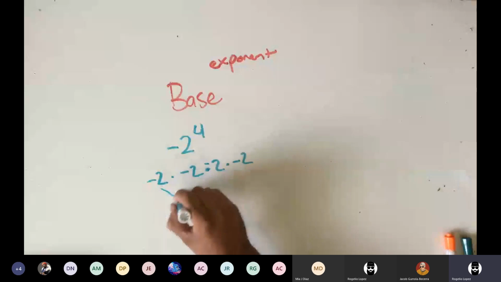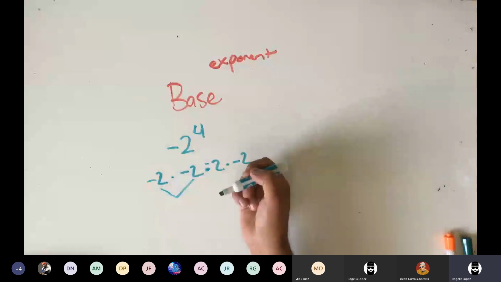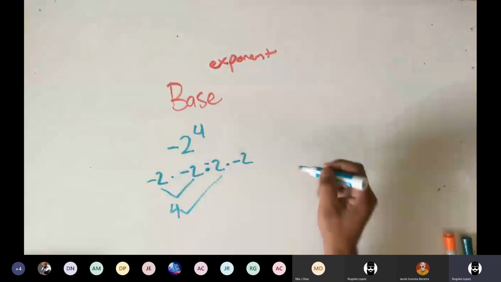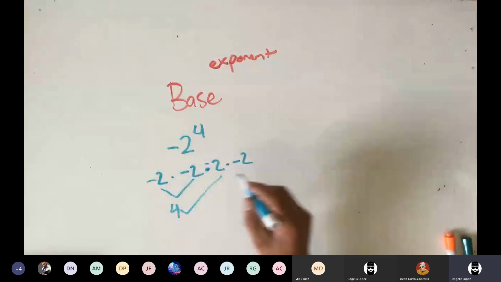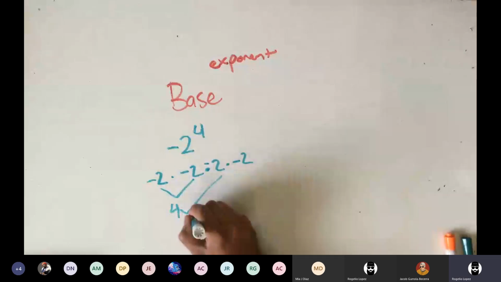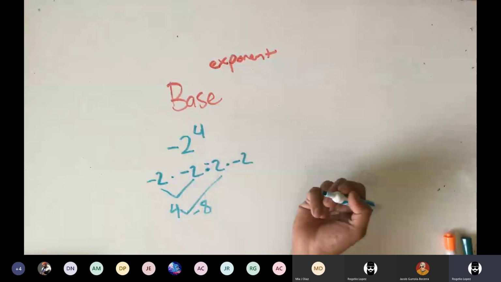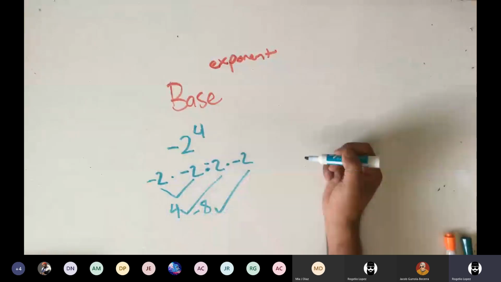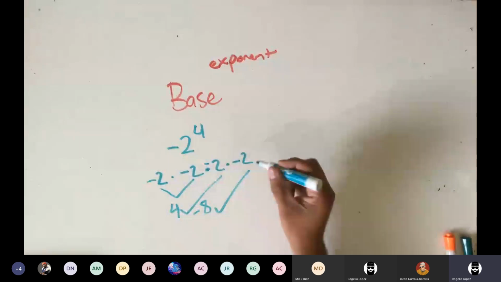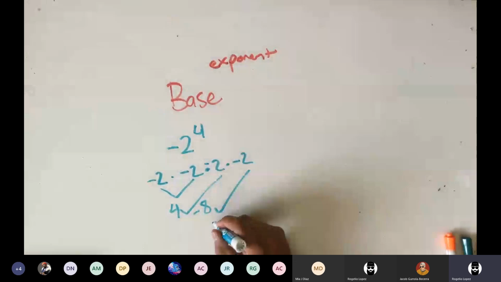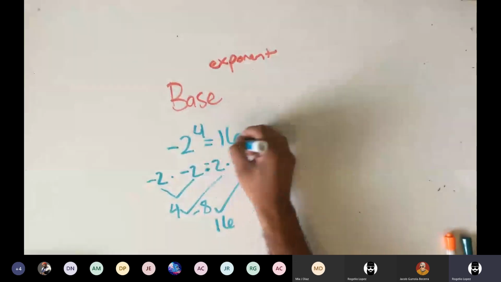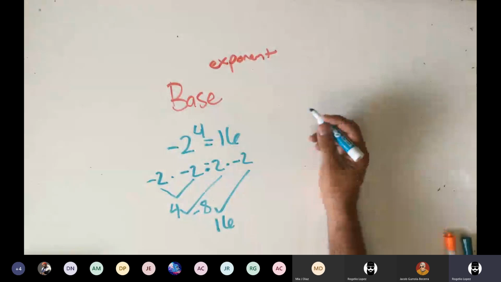You just multiply negative 2 times negative 2. Negative times negative is positive. That gives me positive 4. Now I have positive 4 times negative 2. Positive times negative is a negative. 4 times 2 is 8. So I get negative 8. And then I have to multiply this guy times the last negative 2 left. So I get negative 8 times negative 2. Negative times negative is positive, and 8 times 2 is 16. So I get the same answer. I get 16, just like I did before.